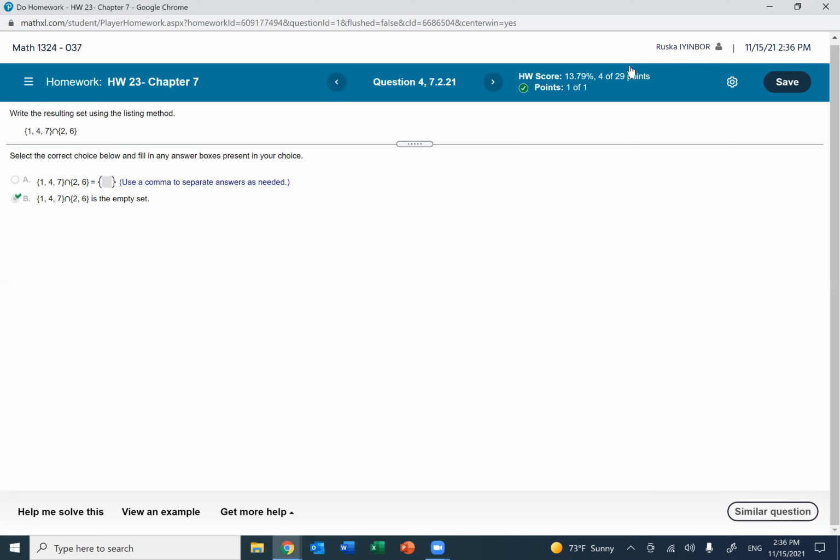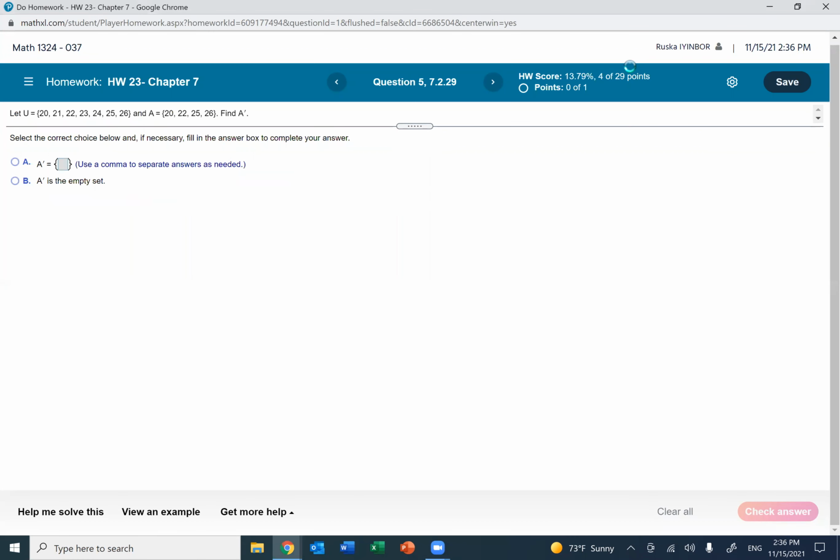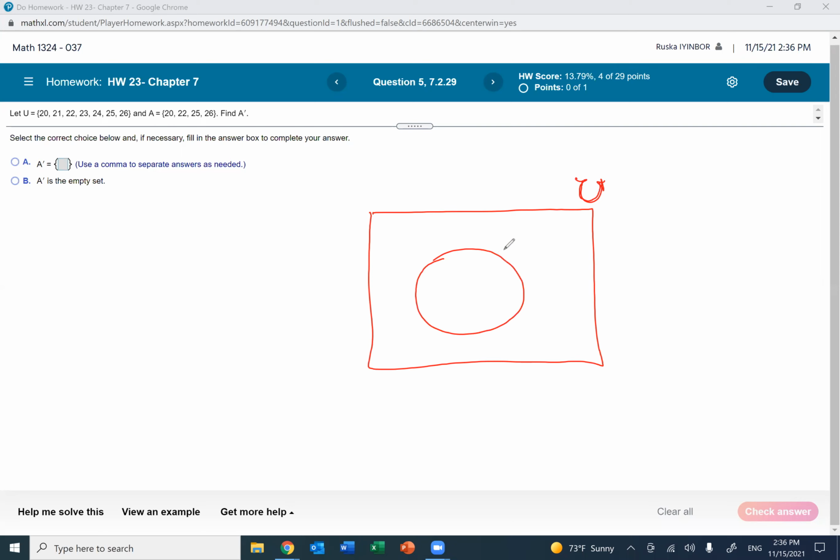Going to number 5. Okay, so here we have U, the universal set. And you also have the set A. Let me explain what that means. Usually in Venn diagrams, you represent the universal set like a rectangular box. So this is the universal set, which includes everything. And then the set A is somewhere inside, okay?